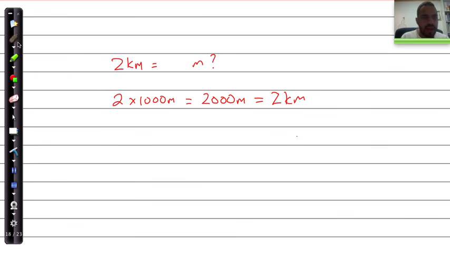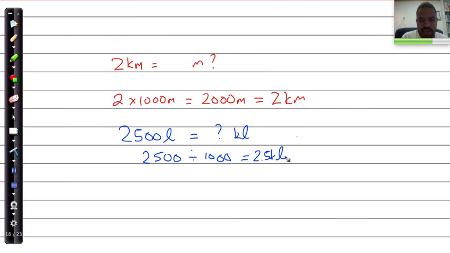How many kiloliters is 2,500 liters? I know I'm going from a smaller unit to a bigger unit, and there's 1,000 liters in each kiloliter, so I'm going to say 2,500 divided by 1,000, and I can do that on the calculator, and that's going to give me a value of 2.5 kiloliters. That's 2.5 kiloliters, right? And so there you have it.